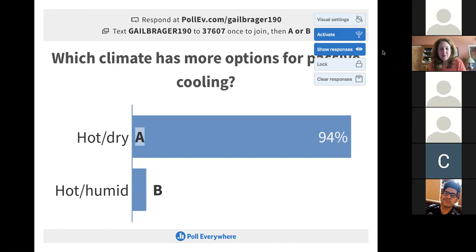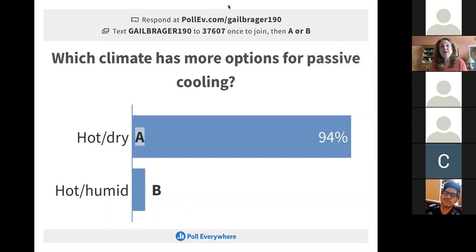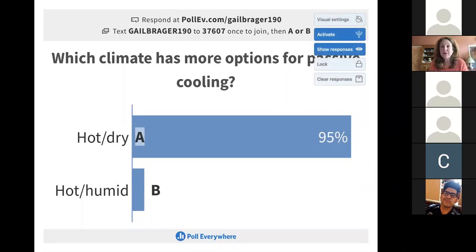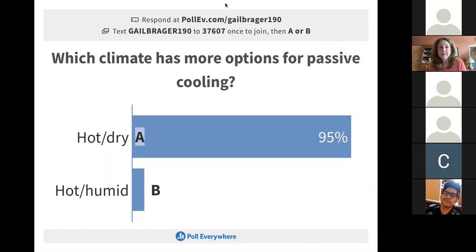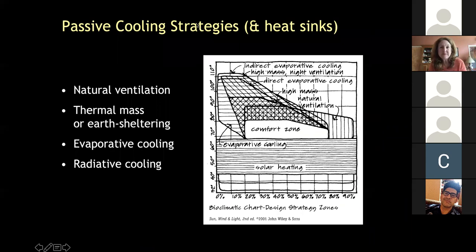So a lot more people are voting for the hot dry. Anybody want to offer a reason why? You can do this by raising your hand, and then Sierra is going to monitor that and can unmute you. Clearly, there's a lot of people who think hot dry has more options. Who would like to offer a reason for that? Anybody? Come on, don't be shy. Oh, Sam?